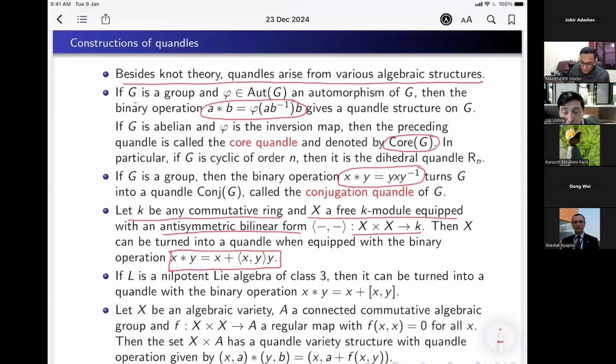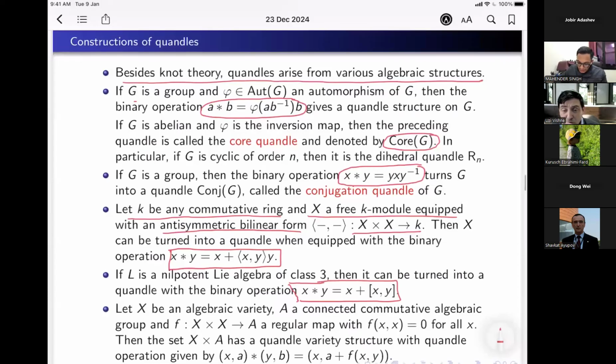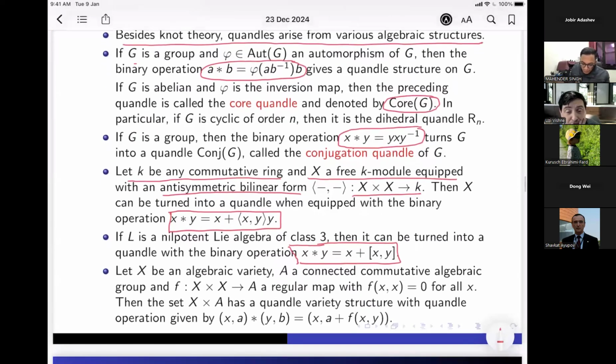Further, suppose you have a nilpotent Lie algebra of nilpotency class 3, one can turn this into a quandle by defining this binary operation: X star Y equal to X plus the Lie bracket of X and Y. In the setting of algebraic varieties, suppose that you are given an algebraic variety X and a connected commutative algebraic group A, and suppose F from X cross X to A is a regular map which vanishes on the degenerate tuples, F(X, X) equal to 0 for all X. Then you can define a quandle structure on this product X cross A, namely (X, A) star (Y, B) equal to (X, A plus F(X, Y)).